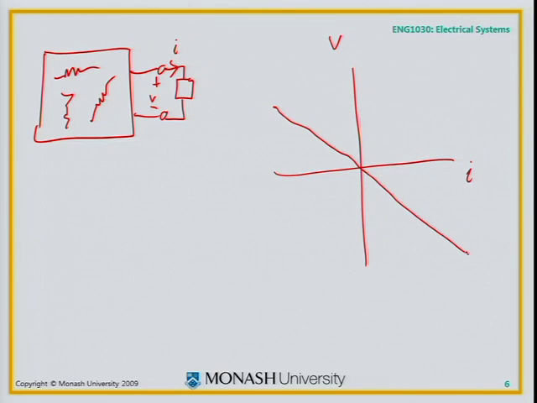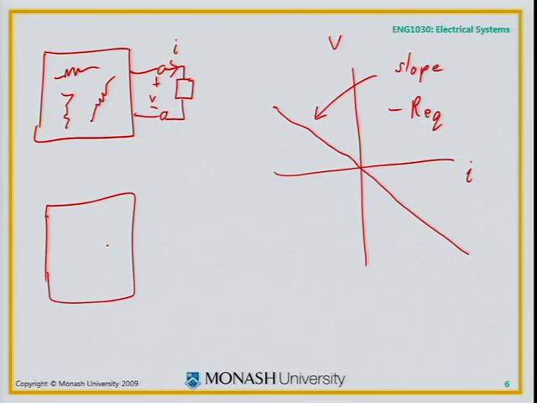It is meant to be a straight line through the origin. If that box is just full of resistors, that's all it can look like. The slope must be the equivalent resistance of whatever combination of resistors you have. So I could replace everything that's in the box by one resistor equal to R equivalent, and it will have exactly the same VI relationship as whatever is in there.